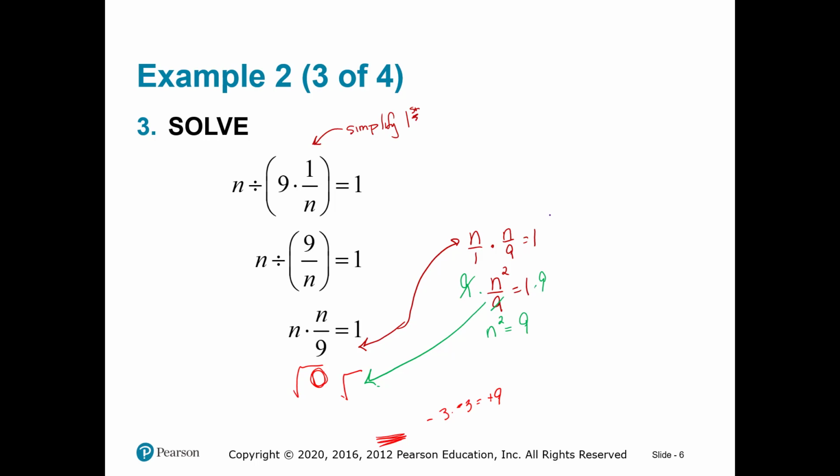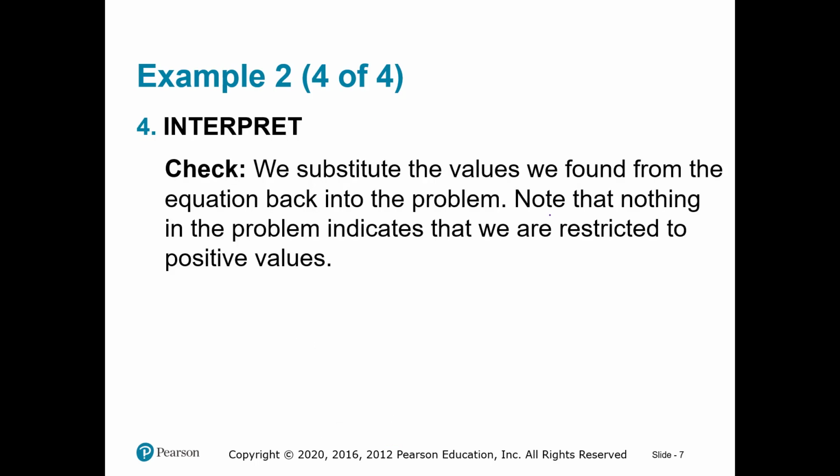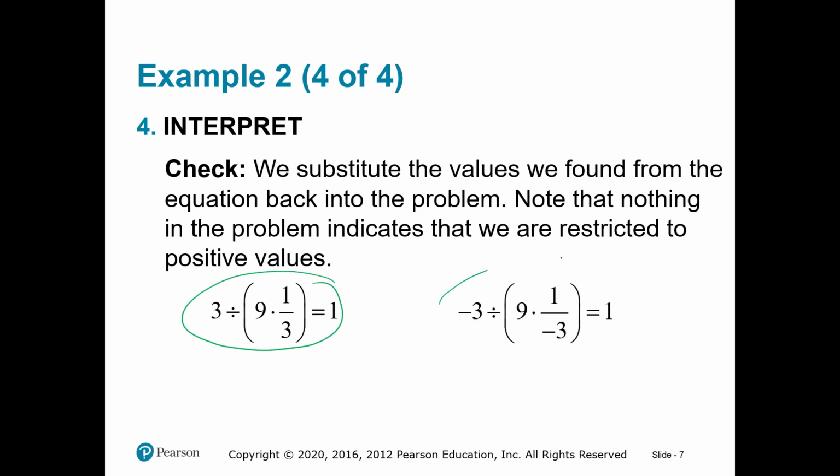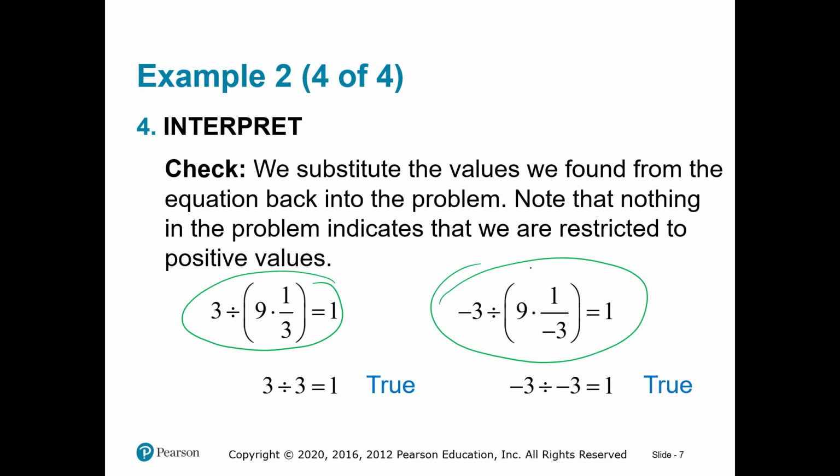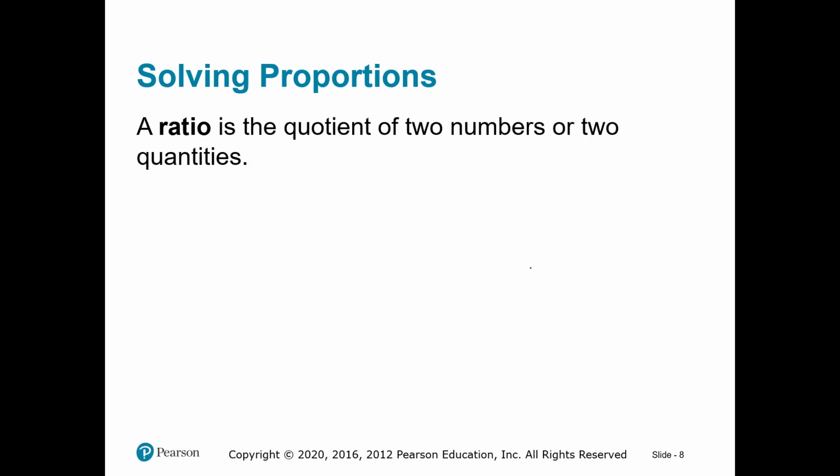So if we go back to our interpretation, we are going to check. Here is plugging in the positive 3. Here is plugging in the negative 3. And when you do the work, we end up with both statements being true, which means both positive 3 and negative 3 will work for us. Cool? Okay, so let's go on to another example.